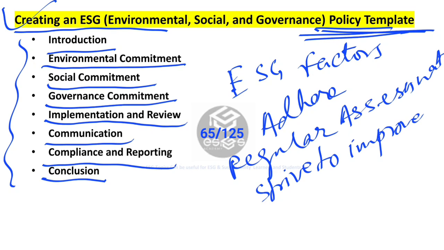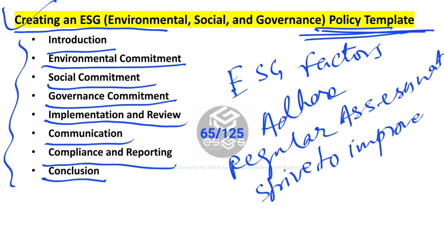And last, conclusion, we can write that the organization XYZ is committed to integrate ESG considerations into our core business strategy and operations. Also, this policy reflects our dedication to sustainability, ethical practices, and accountability. Also, we ensure to create long-term value for our stakeholders and contribute positively to society and environment.